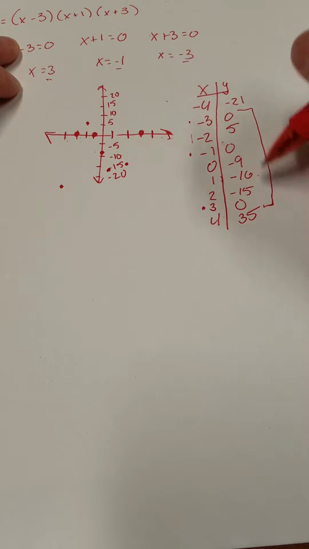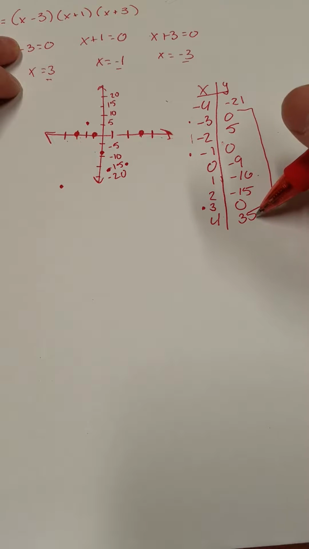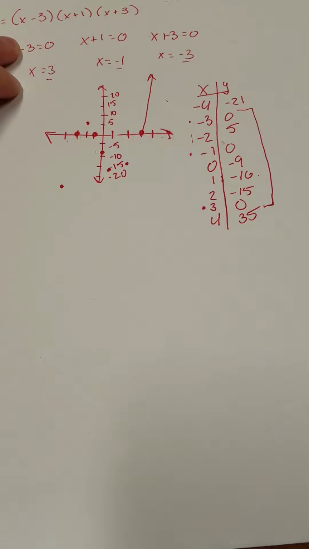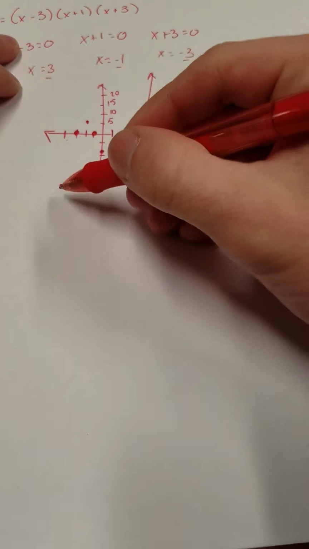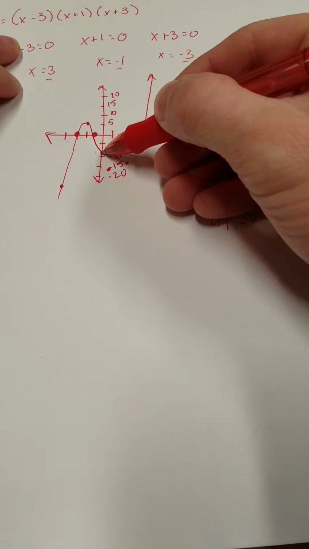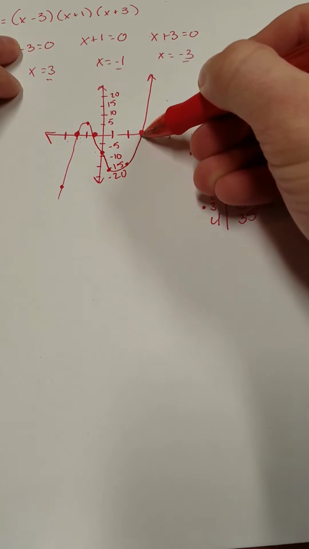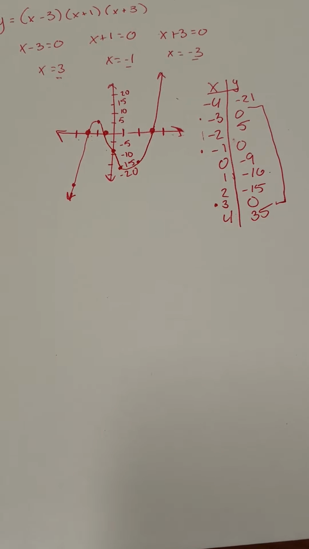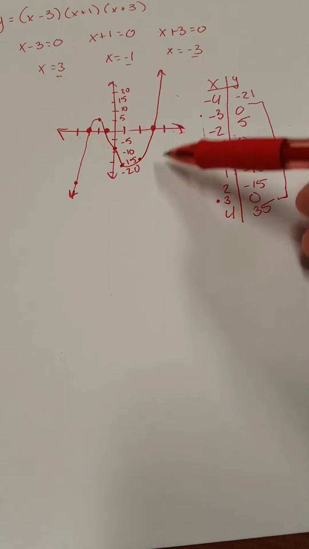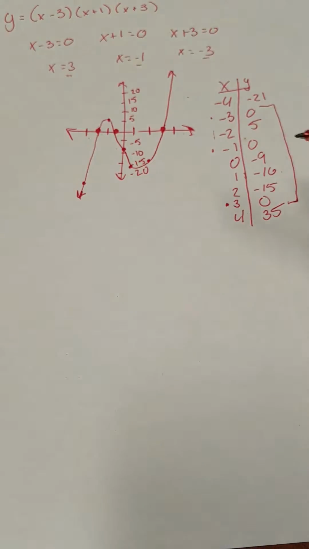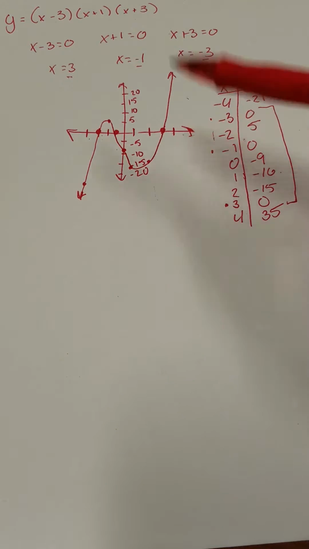It's okay though, because for the outside 2 points, all we need to know is what direction things are traveling in. So 4, 35, tells me this thing is going up. And that's all I really care about. All right, now we're just going to play a game of connect the dots. There you go. Now look at our graph. It is a degree 3 polynomial. Count the number of x's: 1, 2, 3.